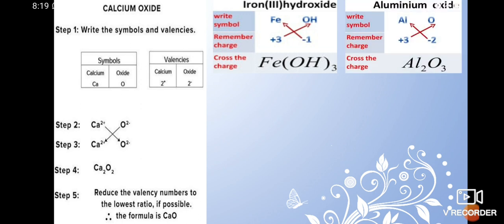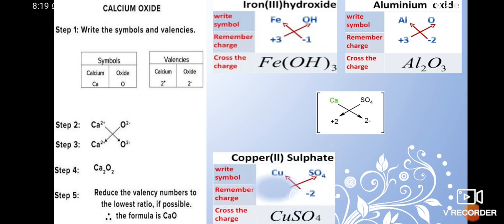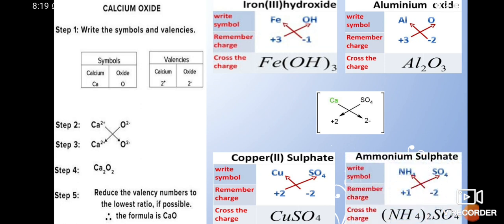See, aluminium oxide. You can follow this method easily for a better understanding. Okay. Copper sulfate, calcium sulfate, ammonium sulfate. In this way we can write the chemical formula by following the crisscross method. Okay, students.